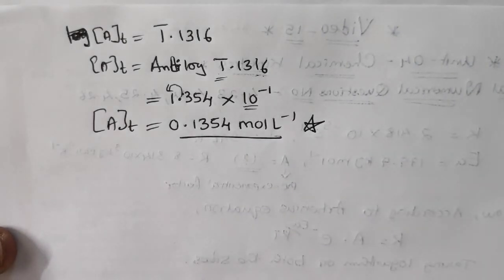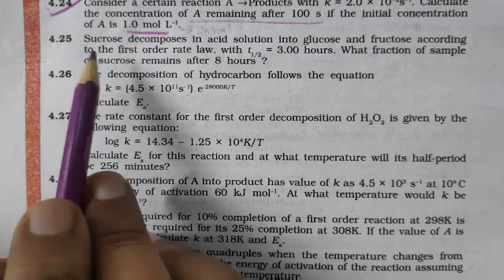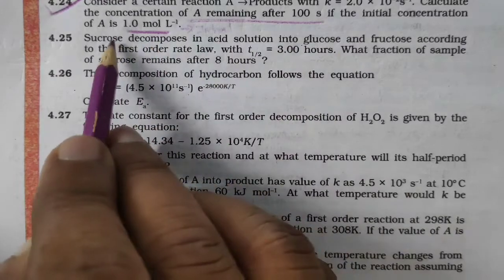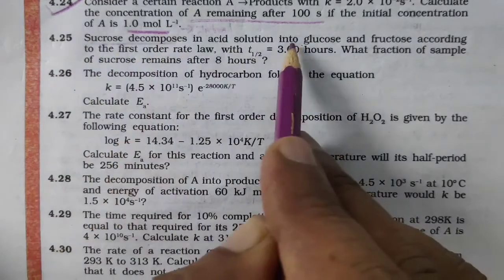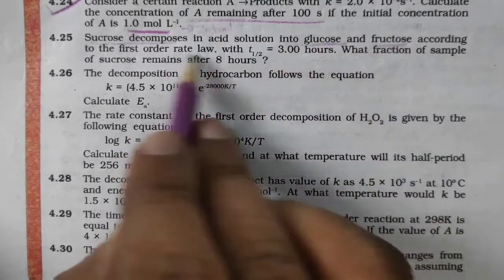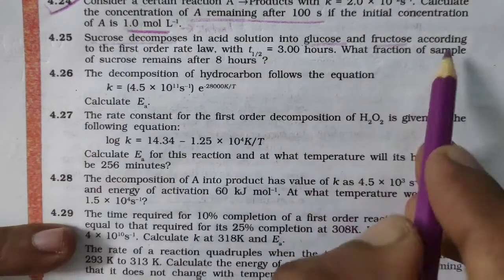Okay, now the next question. You can see the next question, 4.25: sucrose decomposes in acid solution into glucose and fructose. Now this is very important. Sucrose means cane sugar, which decomposes into glucose and fructose. So this we have seen, the hydrolysis of sucrose.